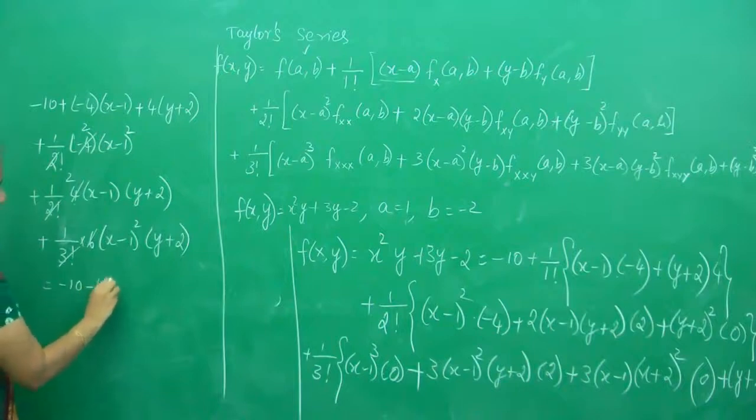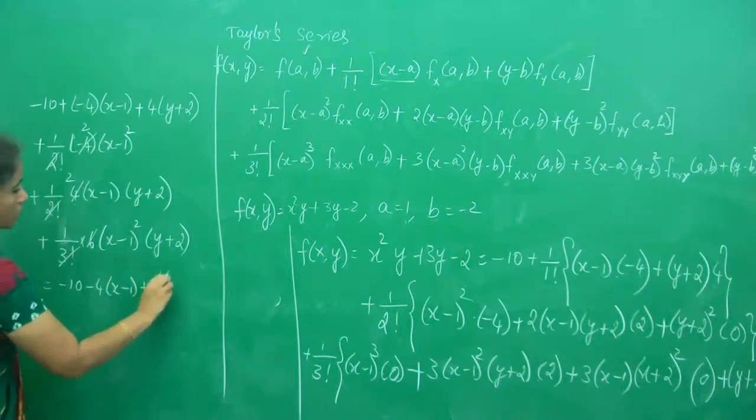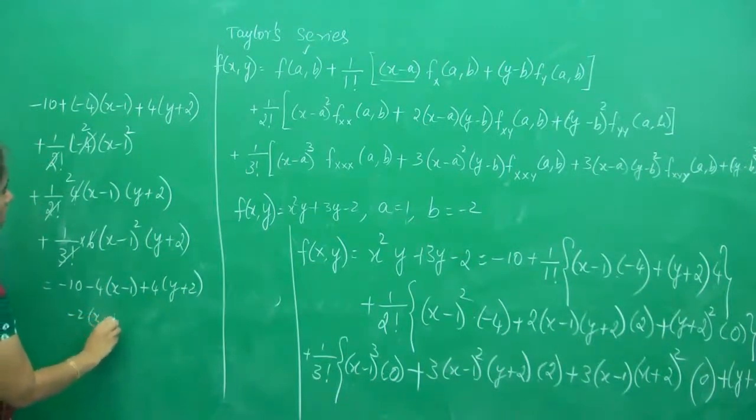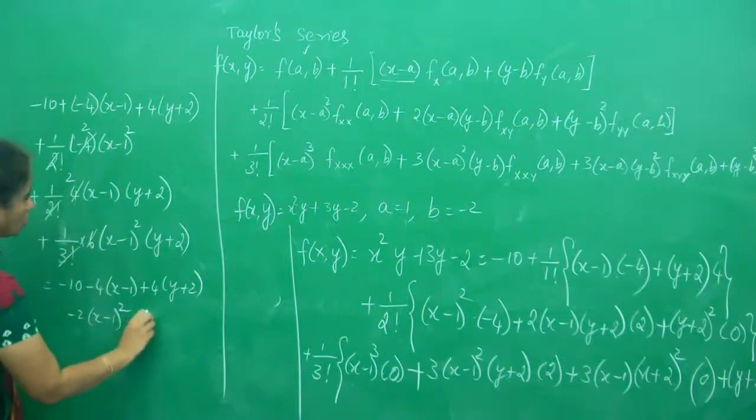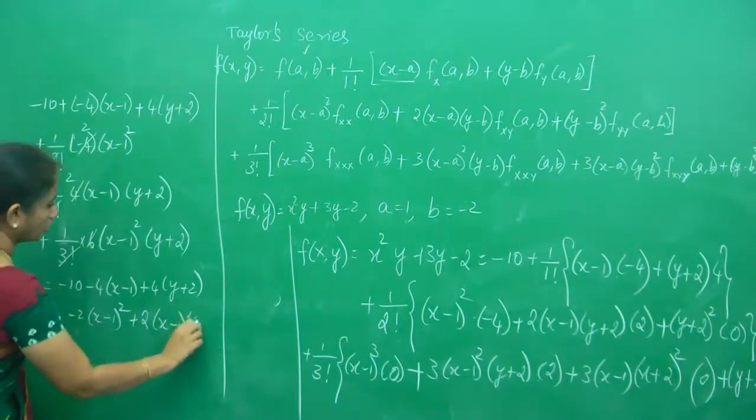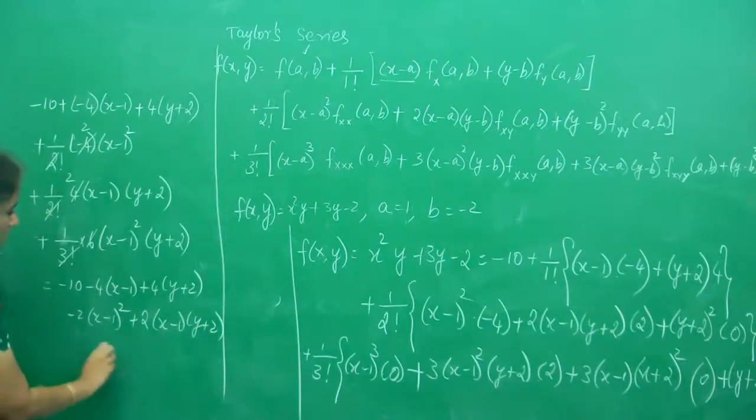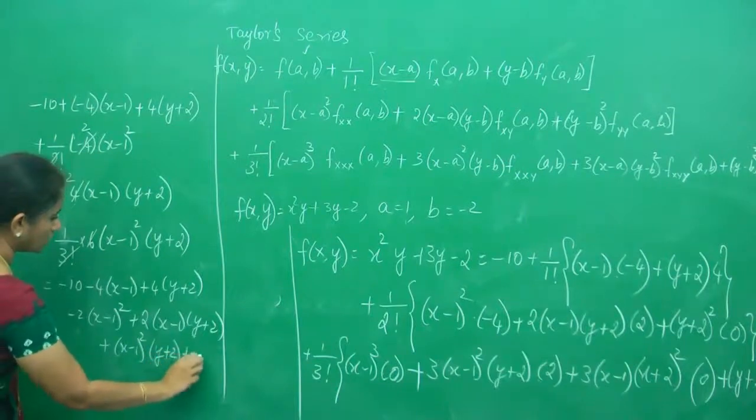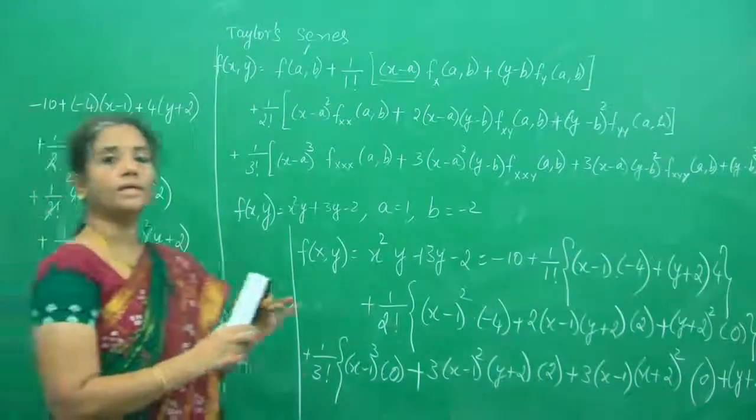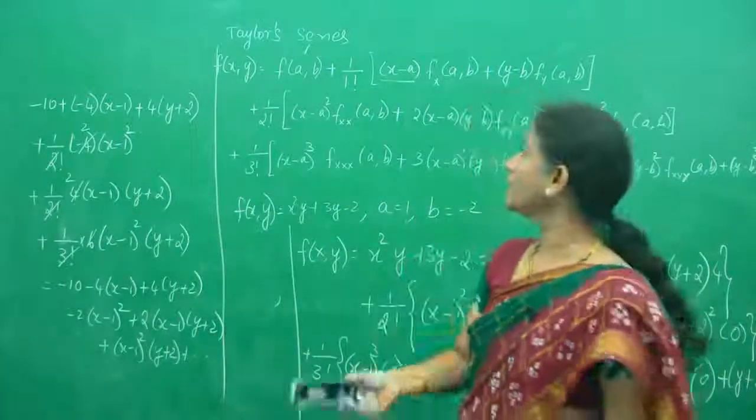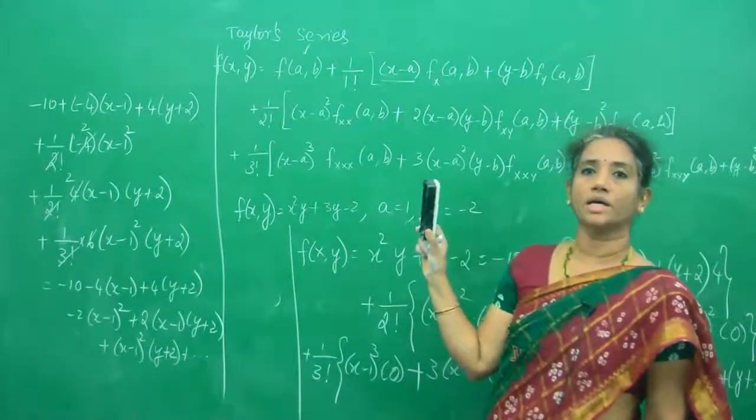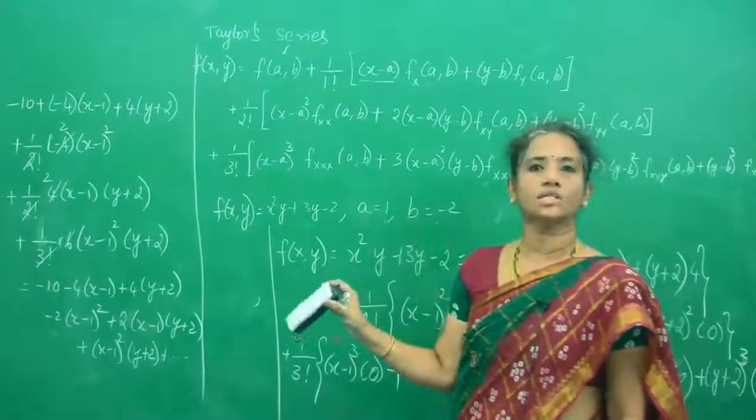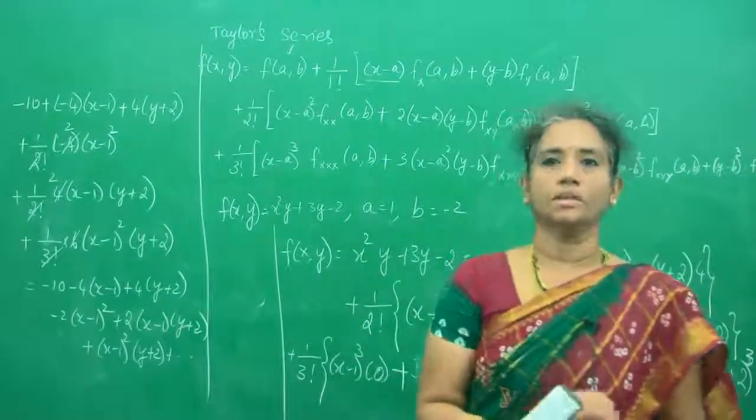Minus 10 minus 4 into x minus 1 plus 4 into y plus 2 minus 2 into x minus 1 the whole square plus 2 into x minus 1 into y plus 2 plus x minus 1 the whole square into y plus 2 plus etc. Okay, and you can stop it there, and hope you understood the formula. Hope you are thorough with the formula, sort of memorized it, and you can write it down on your own now. I expect that. And it's worth solving it because it will be in section B question. Okay.